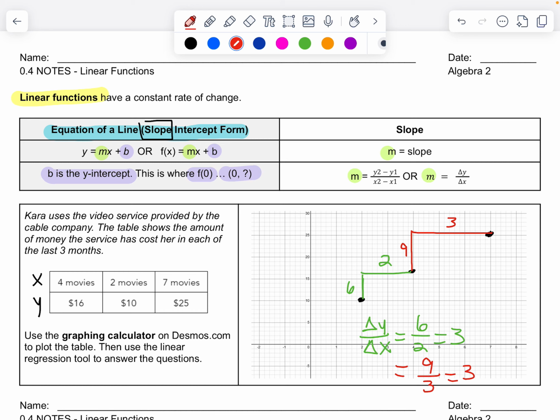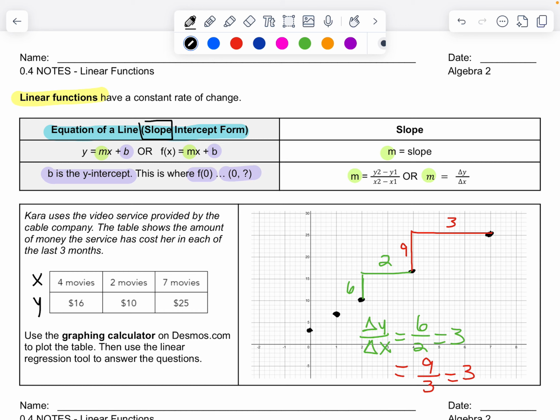Every time I move 1 over, I go up 3. So for instance, if I were to go 3 and 1, I would go from 10 to 7 and move 1 over. And then I would go from 7 down to 4. And I would have myself this straight line.